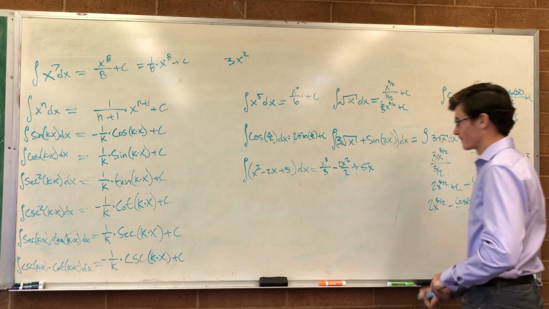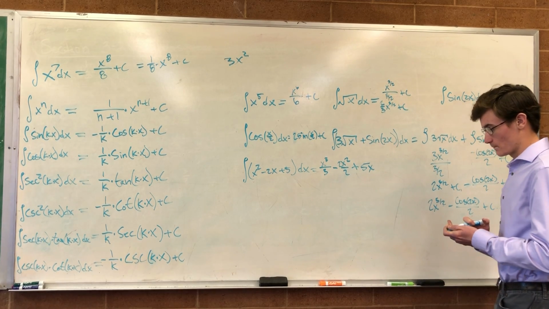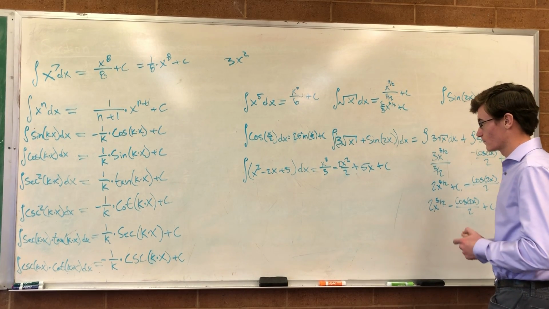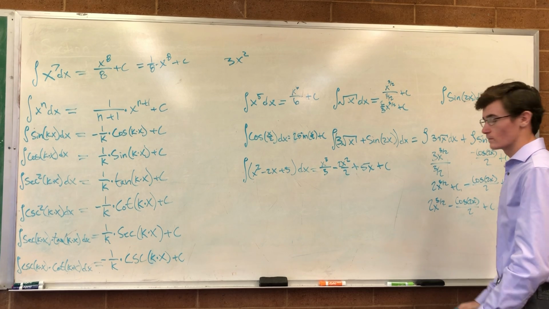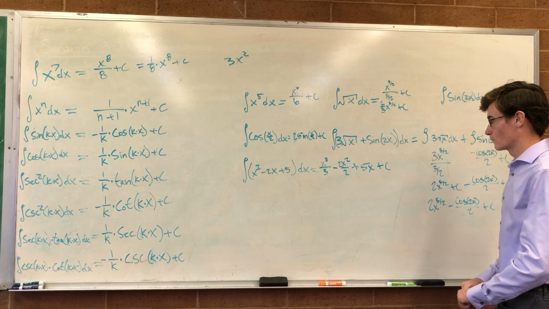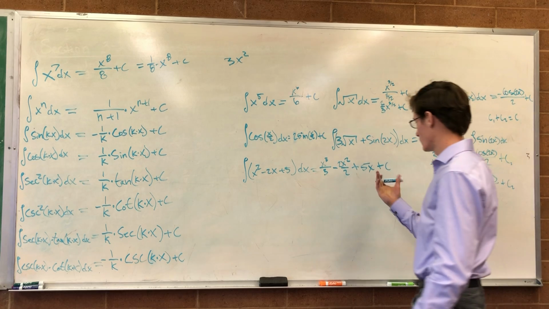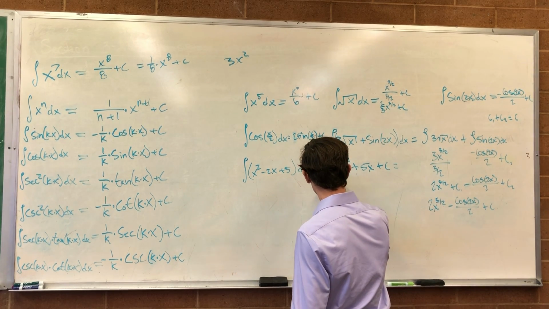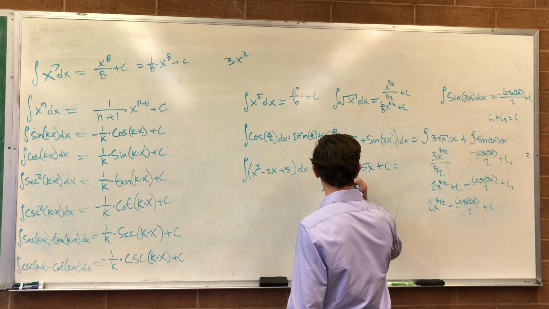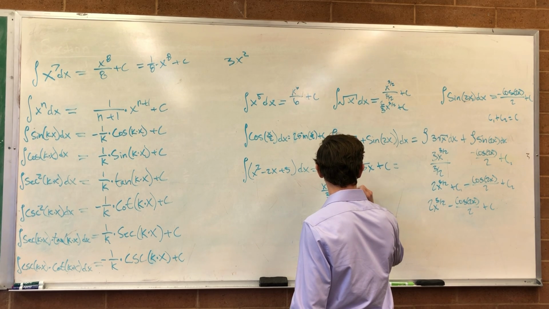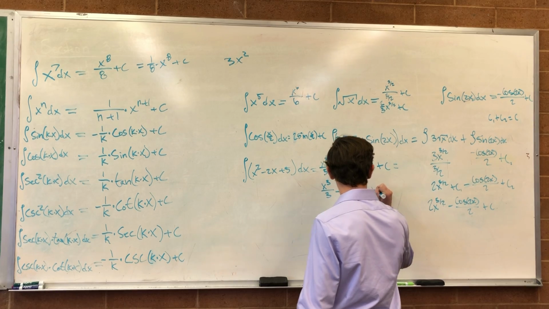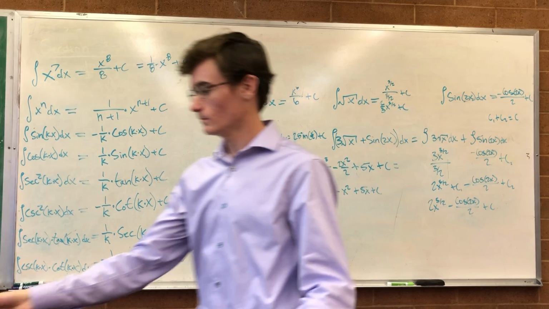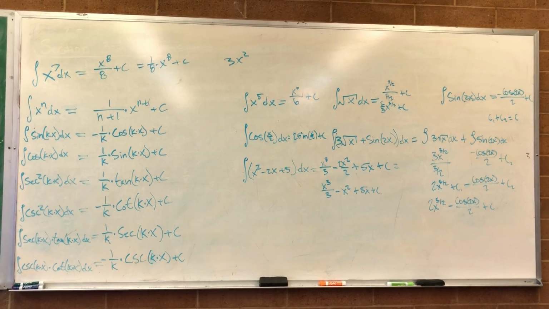Perfect. Good job. You didn't get thrown for a loop. Missing one thing: plus a constant. We're looking for all possible solutions. You could just get rid of the 2's on the x squared. Yep. Oh, that's right. Good. Nice.